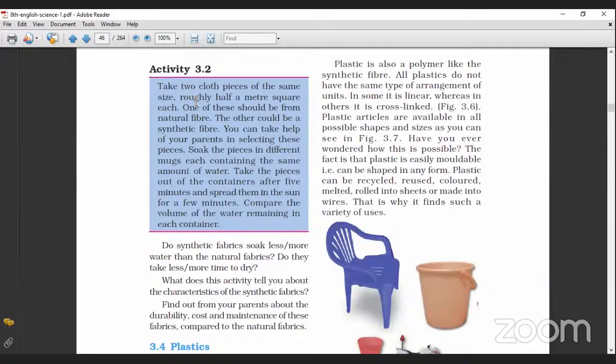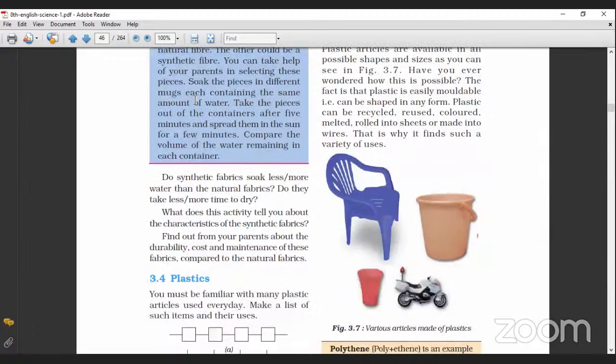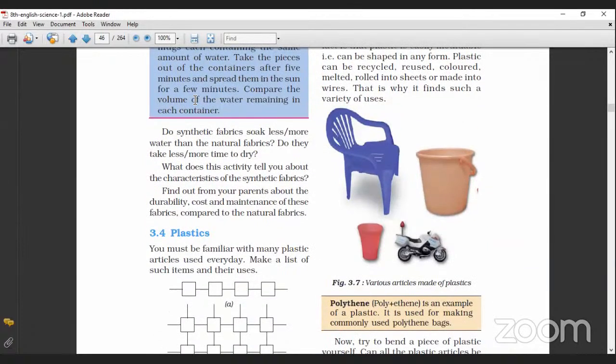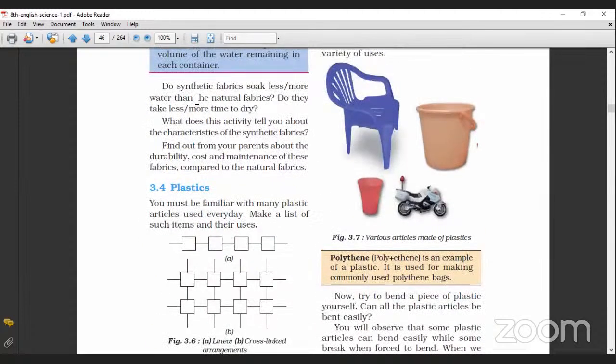Now we will go to plastic, children. Nowadays plastic items are what we are using in our family. Already we have seen that so many people are increasing the usage every day. Nowadays people are using only plastics. Plastic is also called a polymer, like a synthetic fiber. Why? Because all plastic is made by using some chemicals. This plastic is also man-made.